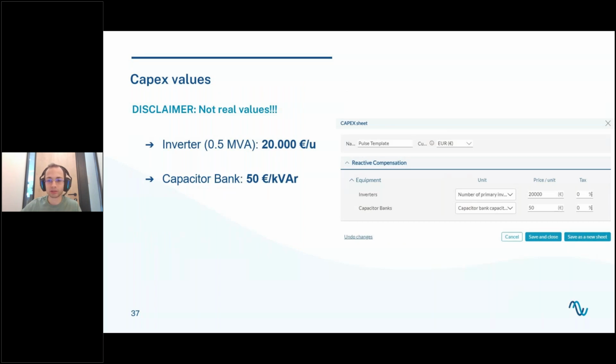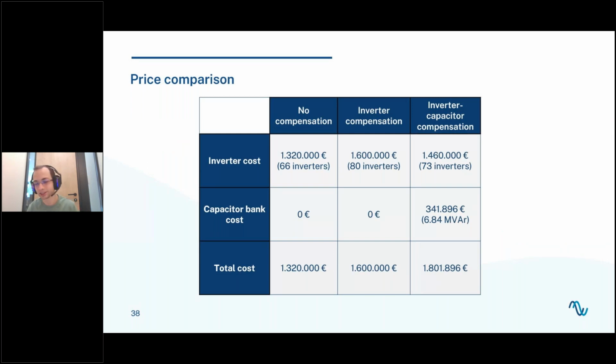So we will also include some capex values. I put here a disclaimer that these values are not real. The inverter will be 20,000 euros per unit, 0.5 megavolt amperes inverter, and then capacitor banks 50 euros per kVAr. Again, not real values. I want to stress it out. And we just ran some simulations in RatedPower for this site.